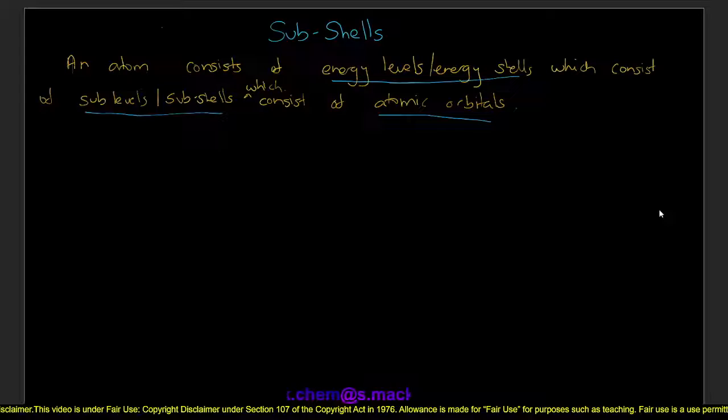And just to recap once more, we're saying that an electron can be considered to exist in a three-dimensional space. That is, the probability of an electron is considered to be within a region of space. That region of space is what we call an atomic orbital.